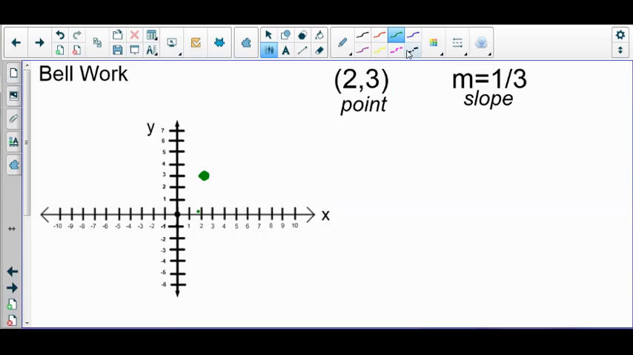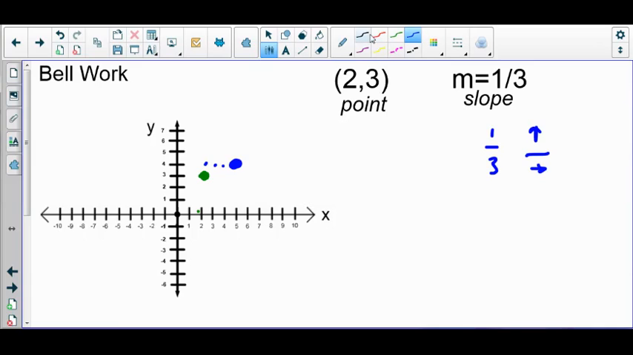Now I'm going to use my slope to figure out where to go from that point to the next point. It says go up 1, right 3. If it were a negative, I'd go down. So up 1, I go from 3 to 4. And then right 3, I'm going to go from 2 to 5. 1, 2, 3. So right there is my second point.